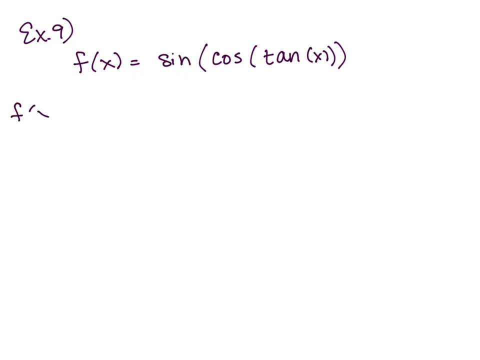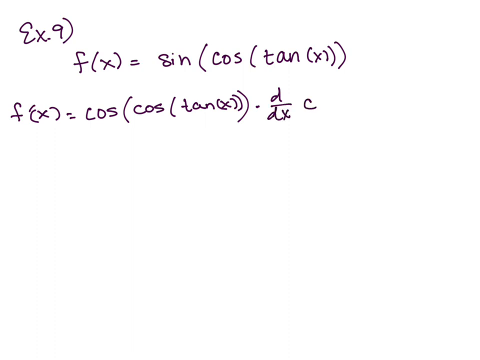So f prime of x, we're going to take sine, that's our first function. We want the derivative of that, cosine. And we're not touching the rest of this problem yet. So we have cosine of tangent of x times the derivative, I'm just going to write right now, d dx, the derivative in terms of x, of cosine of tangent of x.